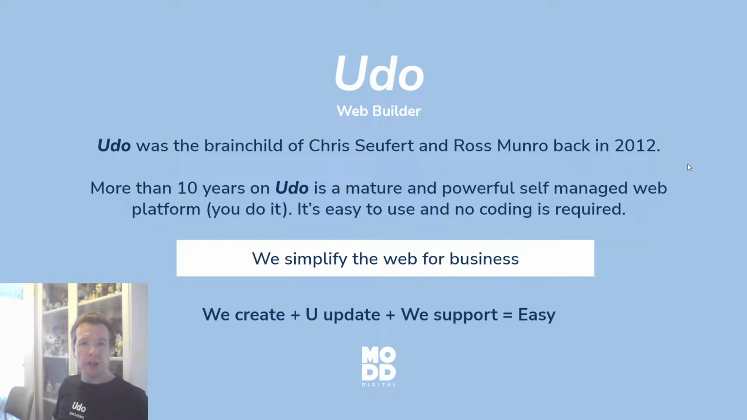So there's a bit of history of the Udo Web Builder product. I've been developing it for around about 10 years, and it was all about giving control to the people whose website it is to actually update their own website, adjust things, create new web pages and put things on the web. So our motto is, we simplify the web for business. And that also applies to artists and many other people.